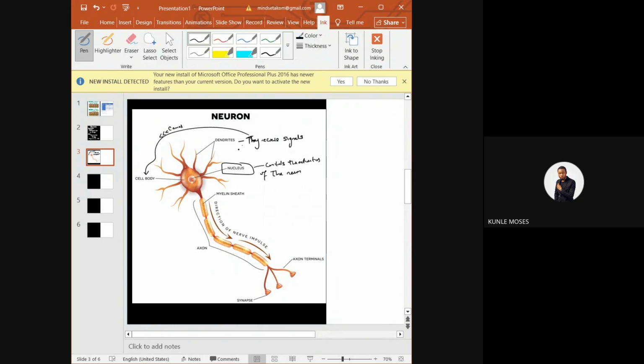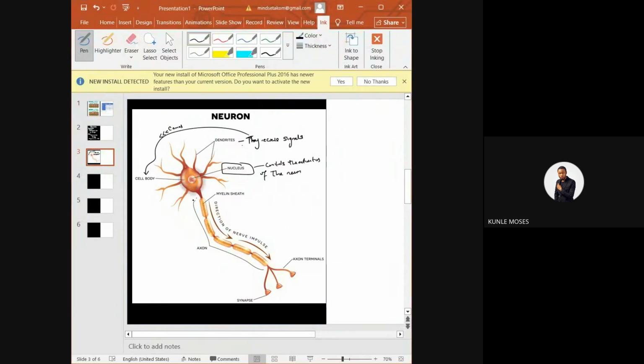And it contains the genetic material, because inside the nucleus we have the DNA and all. So the nucleus is the one that controls the activities of everything that is happening in the neuron. It controls what the neuron does. The next thing is the axon.